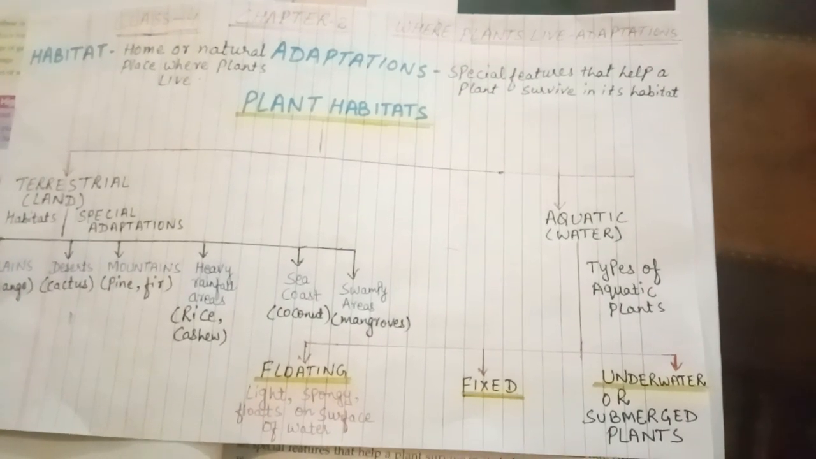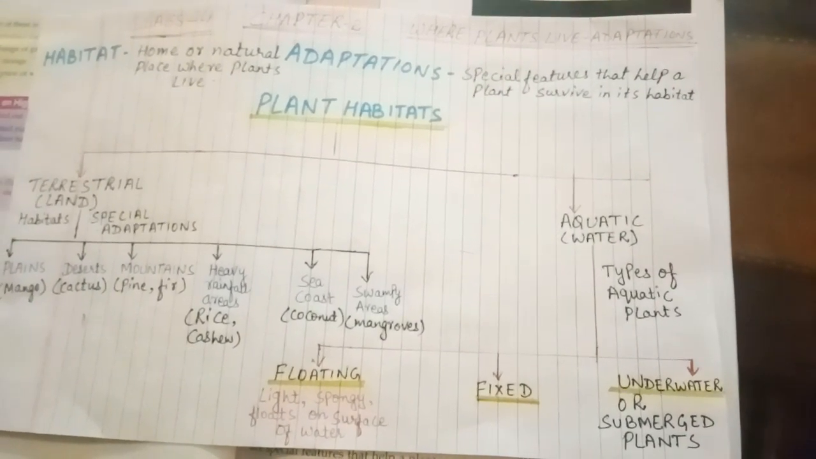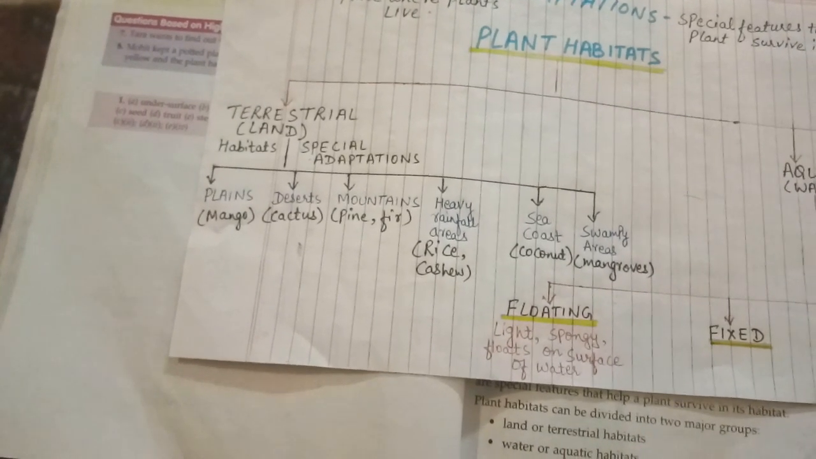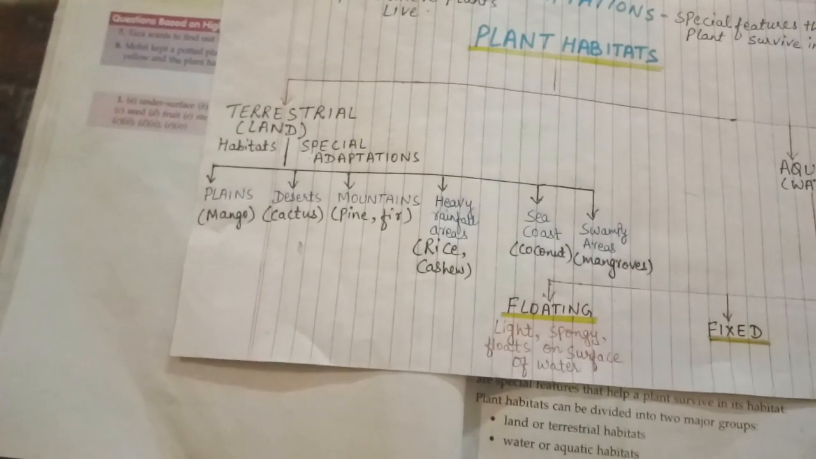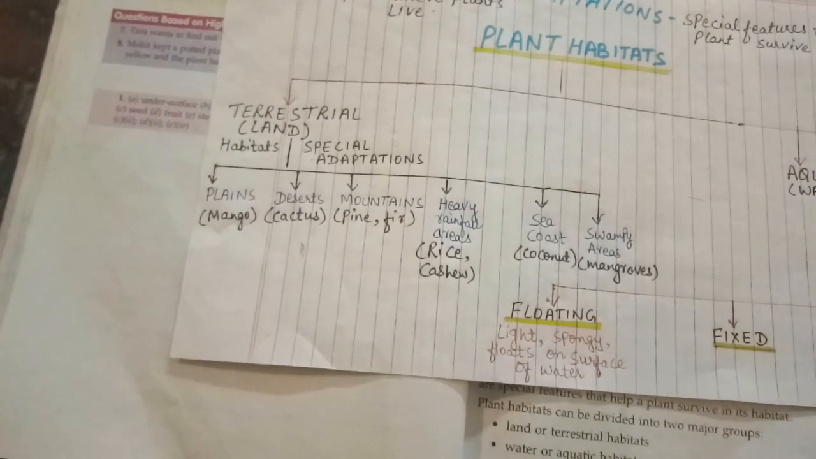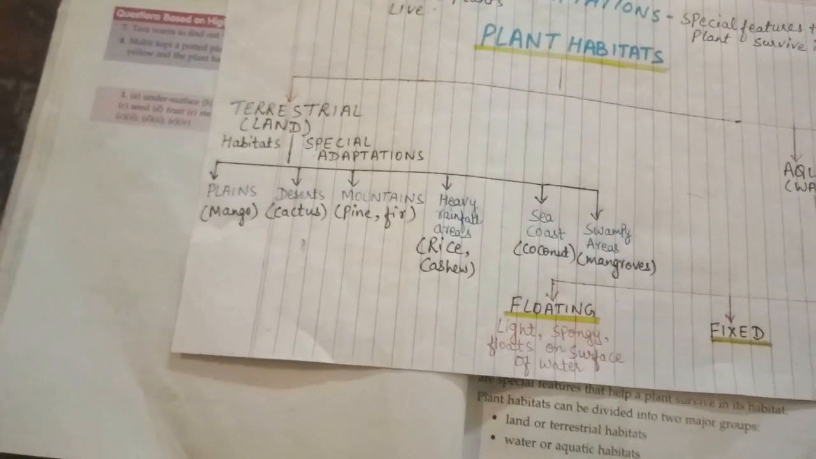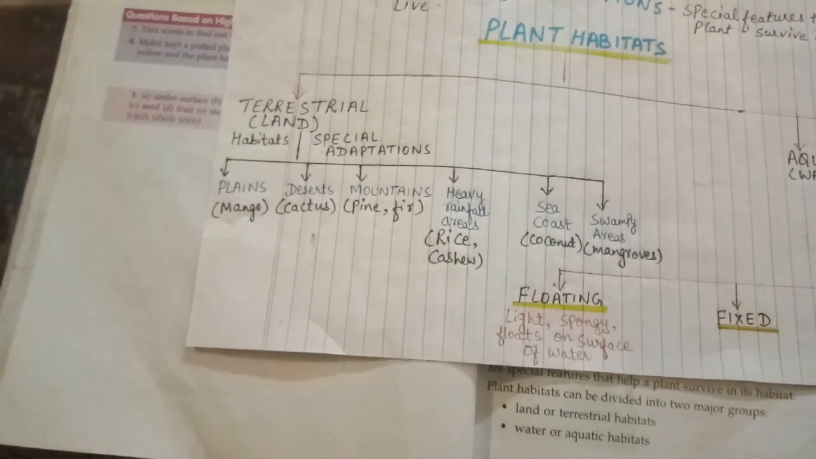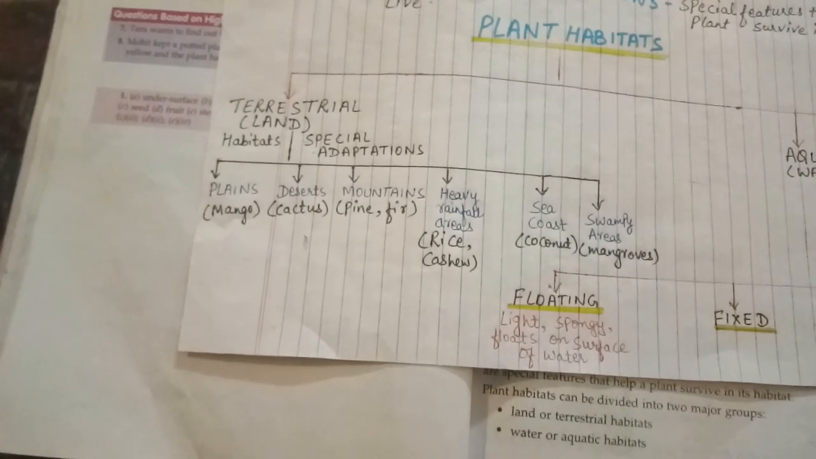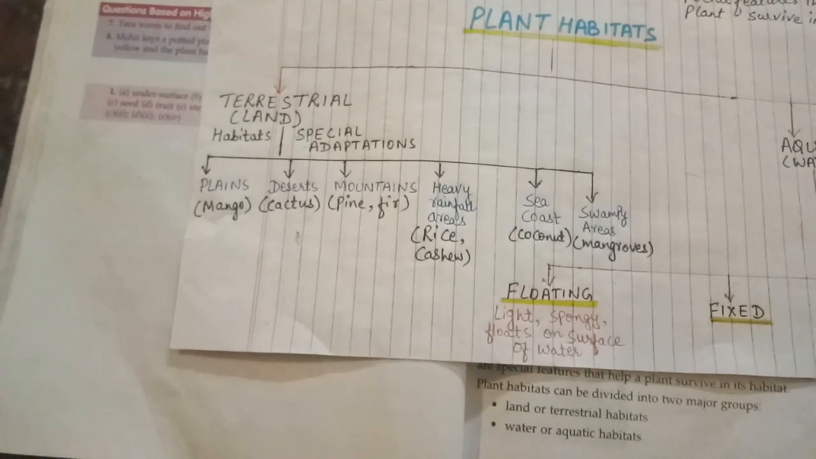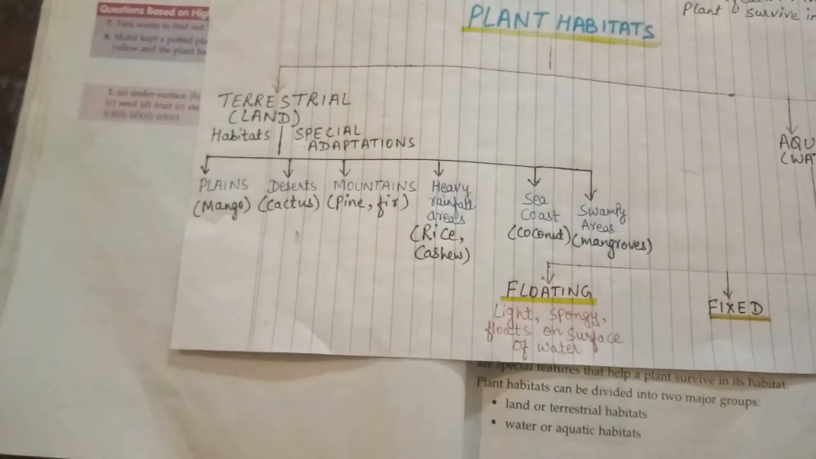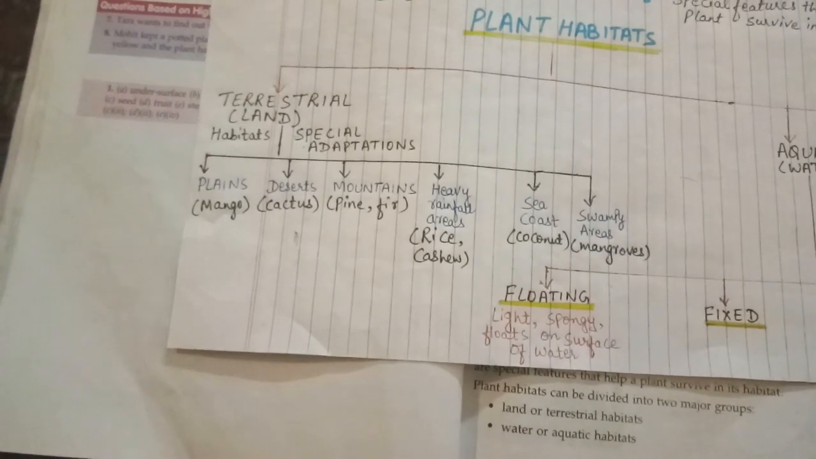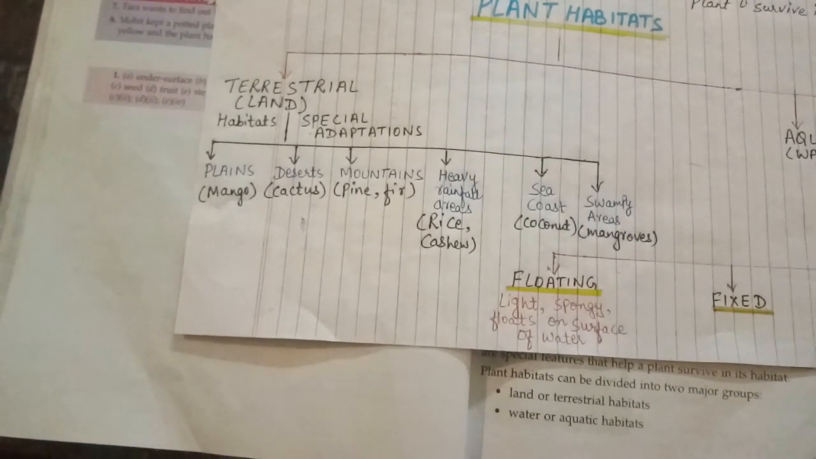And we have learned about the types of plant habitat. We learnt about the terrestrial habitat in the last class. Terrestrial habitat means land habitat, as the word terrestrial means land. And there are 6 types of land habitat. First is plains, second is desert, third is mountains, fourth is heavy rainfall areas, fifth is sea coast, and sixth is swampy areas.